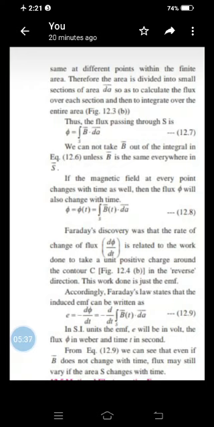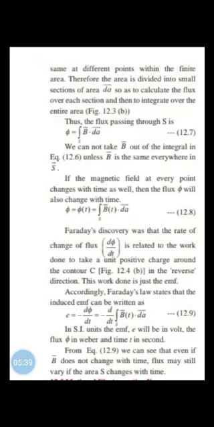But we cannot take B out of the integral unless B bar is the same everywhere. And if the magnetic field at every point changes with time as well, the flux phi will also change with time. So phi is equal to phi of t, which is equal to the integration of B bar of t dot dA bar over the entire surface S.